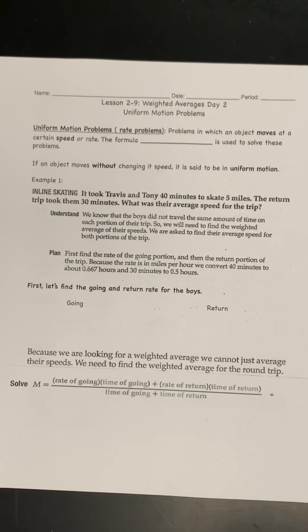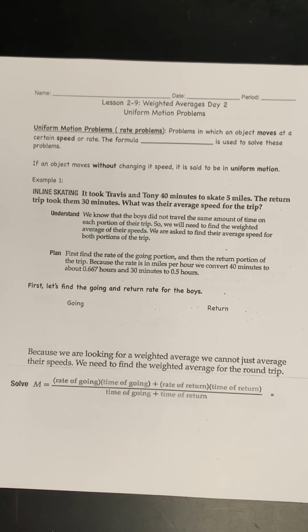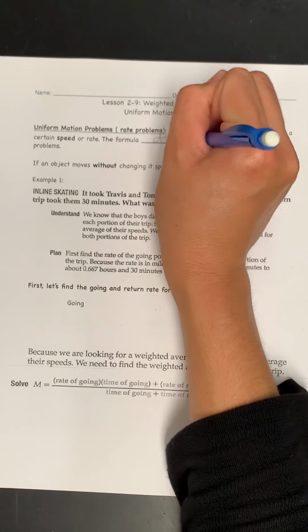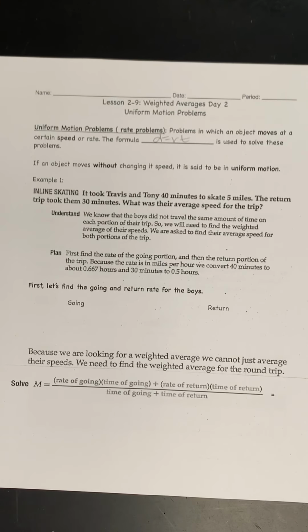Lesson 2-9B, uniform motion. Uniform motion problems, or rate problems, are problems in which an object moves at a certain speed or rate. The formula that we're going to use is D equals RT, meaning distance equals rate times time. If an object moves without changing its speed, it is said to be in uniform motion.